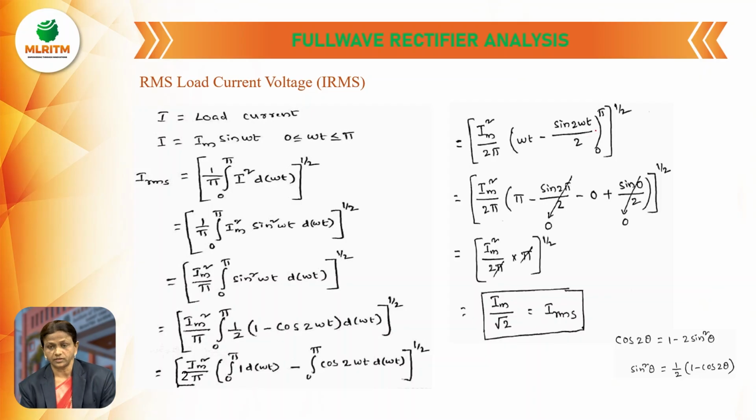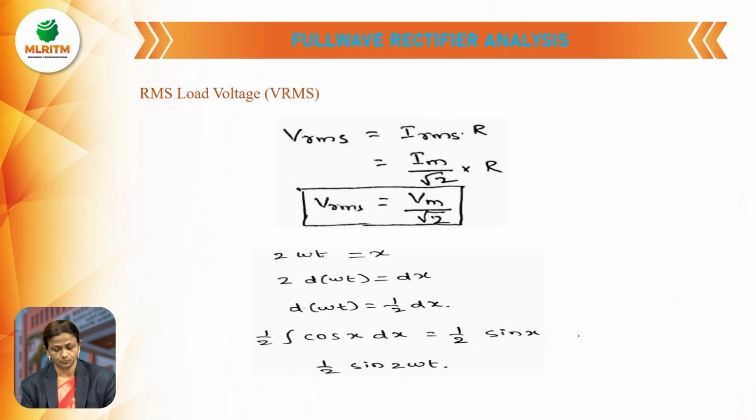Here sin 2π is 0 for the upper limit. For the lower limit sin 0 is 0. So for the second term, both the upper limit value as well as the lower limit value become 0. Therefore IRMS equals Im by root 2.